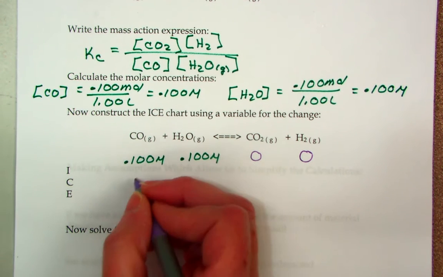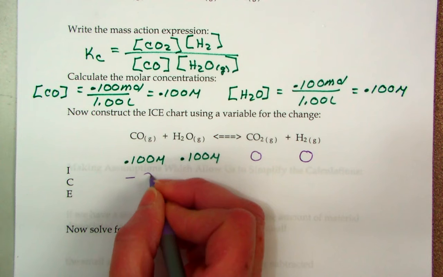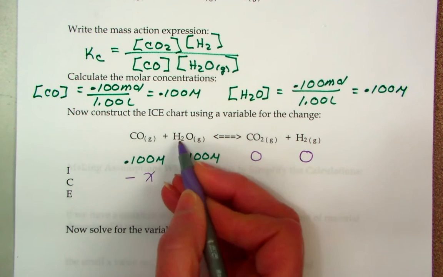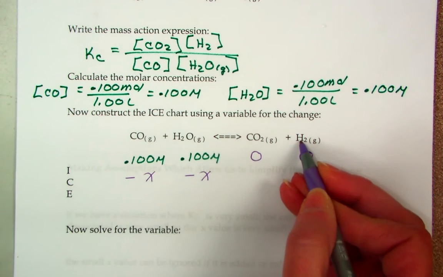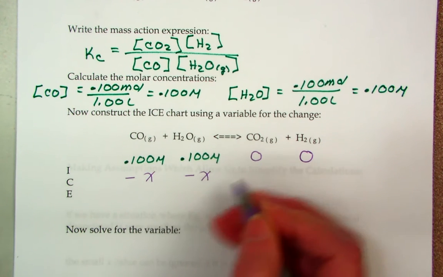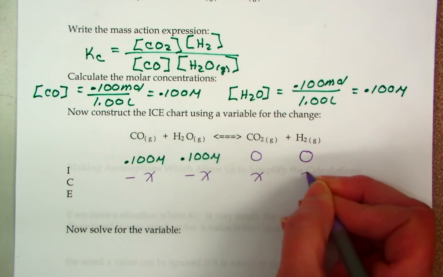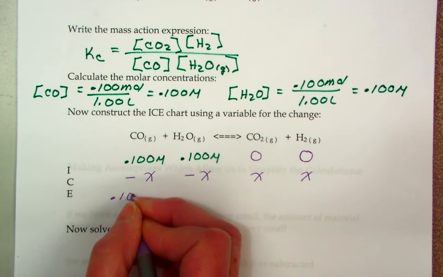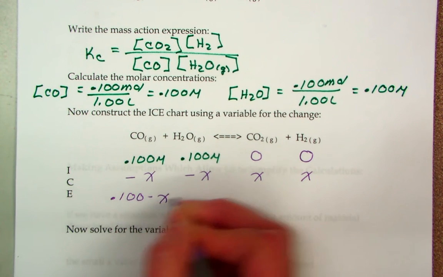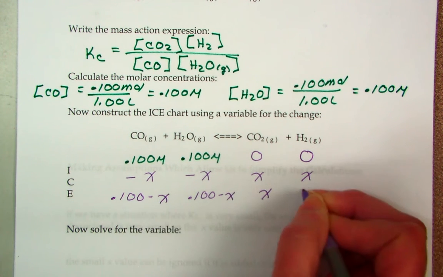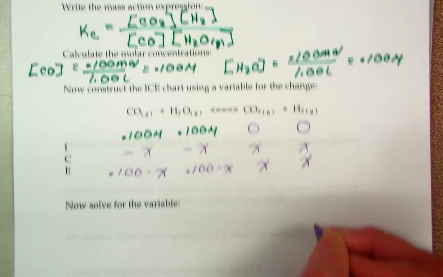X. So this will go down by X, some unknown amount. 1, 1, 1, 1 coefficients in the balanced equation. So these go down by X. These two products increase by X. So at equilibrium, I have 0.1 minus X for the two reactants, and I have X for my two products.